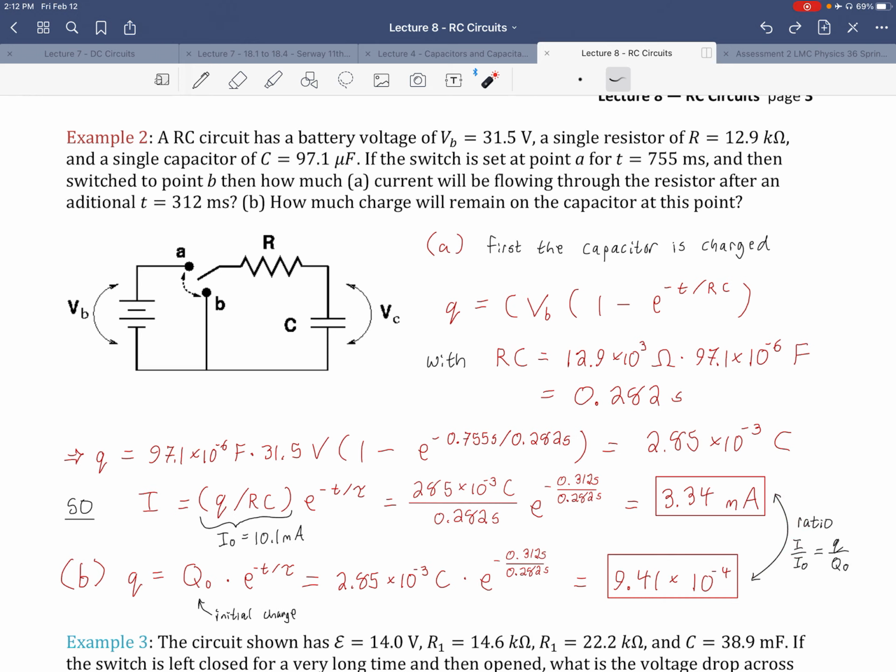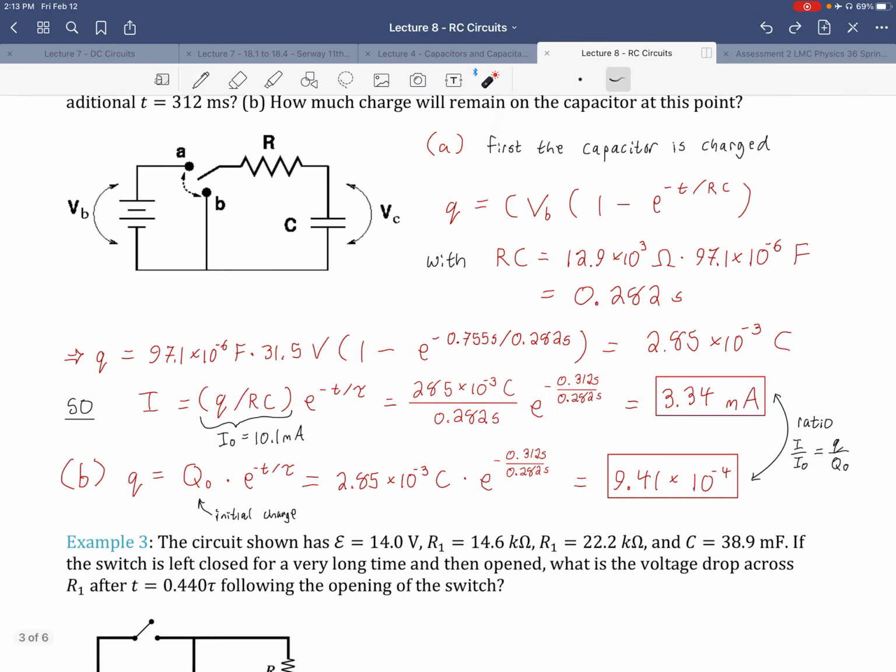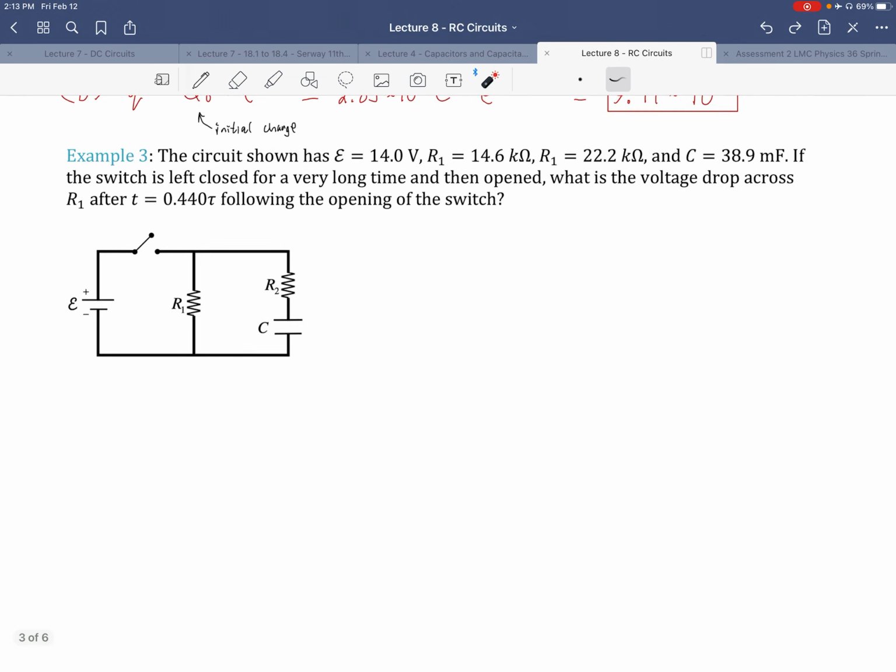Notice also that the ratio between I and I naught and Q and Q naught are exactly equal to each other, because they've both exponentially decayed the same amount in those 312 milliseconds. So of course they would proportionally be the same. Okay, let's move on to example 3.